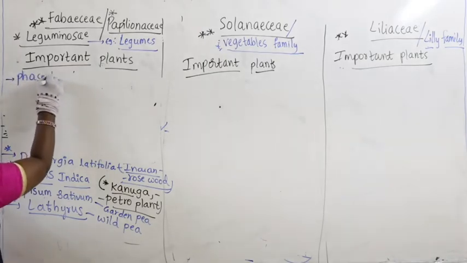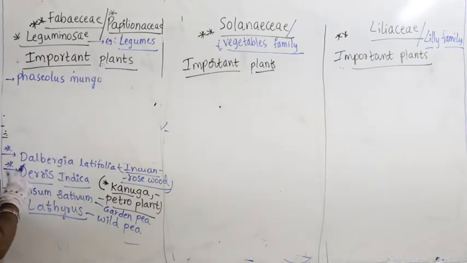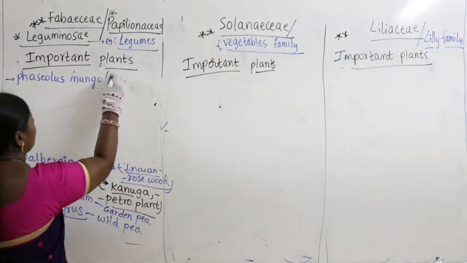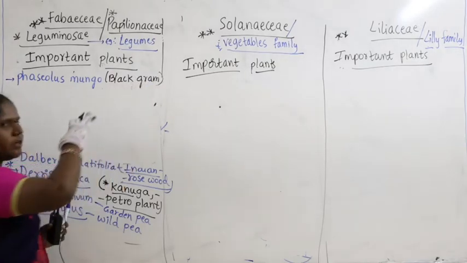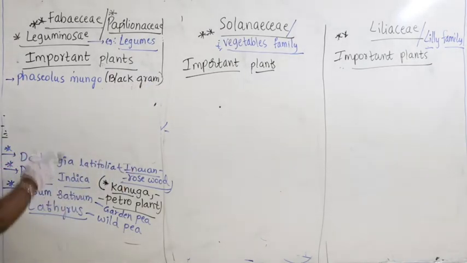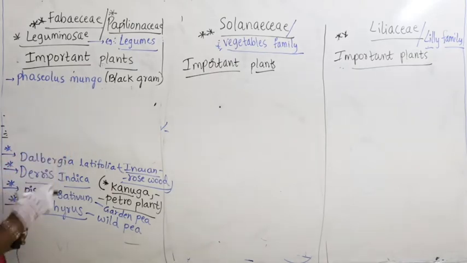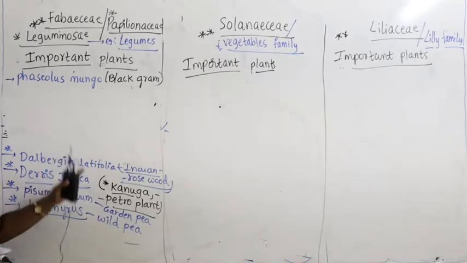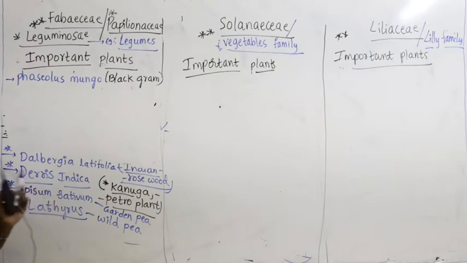Phaseolus mungo, it's commonly called black gram. Make sure that you start writing the list of all these plants. I already told you these plants in the previous classes, to remember per day 3 plants, 3 scientific names or 2 scientific names along with the common name. If you have done your work seriously, today is a wonderful day to remember and write all at a time in the list of the families.